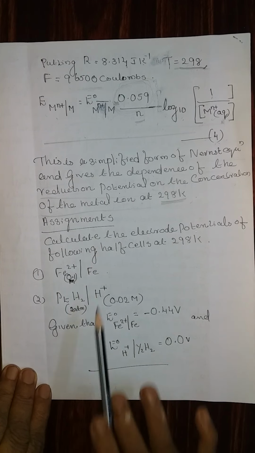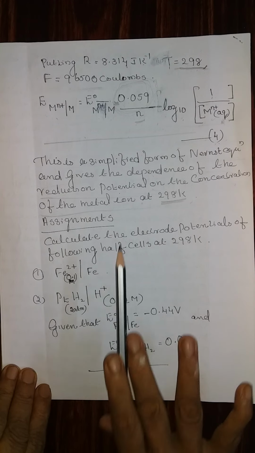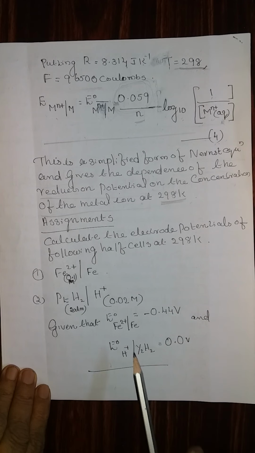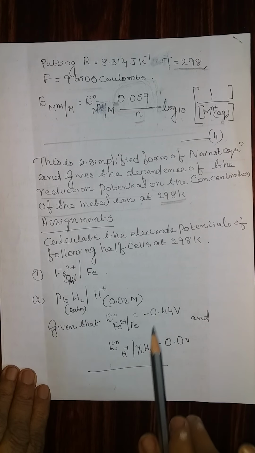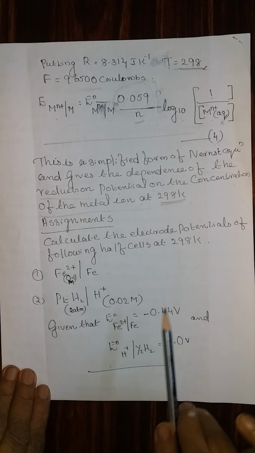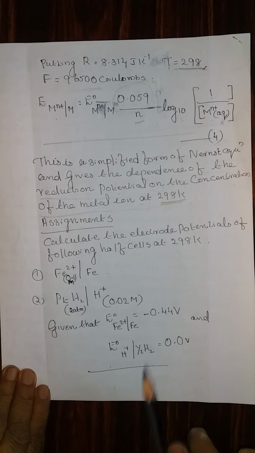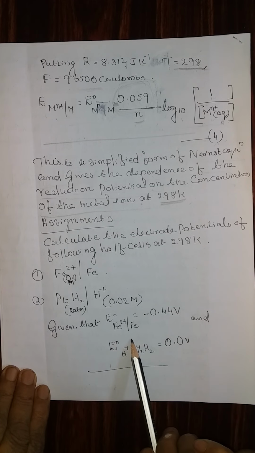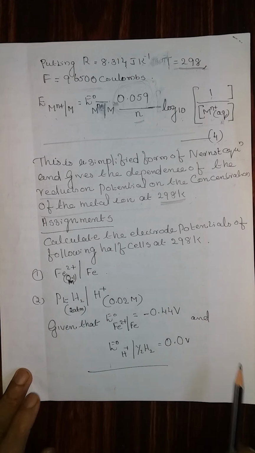Now, two assignments are given here based on the knowledge that we discussed now. The answers are given in the textbook. Don't refer to the answers or the way of doing the assignment before doing it. You do the assignment based on the knowledge that you received. After that, you refer to the textbook.